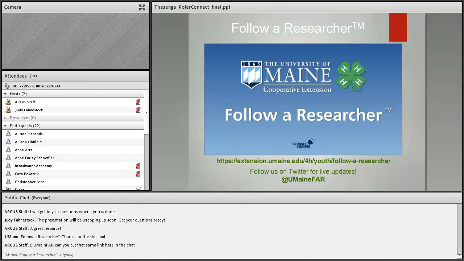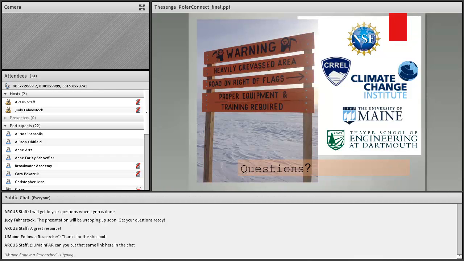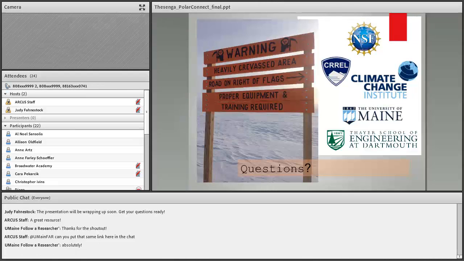So the last slide shows the big warning signs on either side of the crevasse zone, and we're literally camped about 50 meters away from that sign. I know we don't have very much time, but myself and Lynn and Gordon are here to answer any questions that you have.